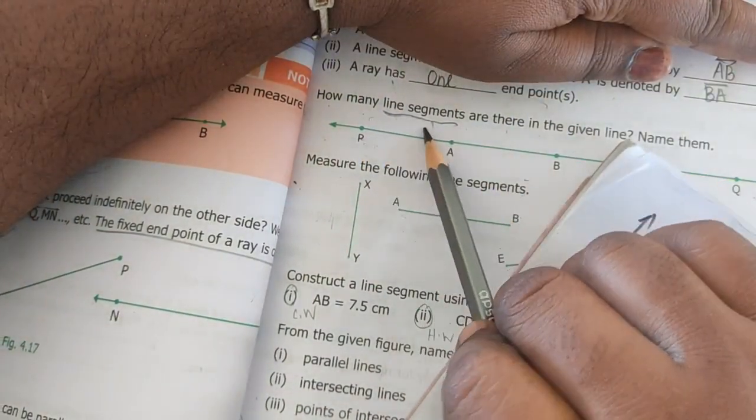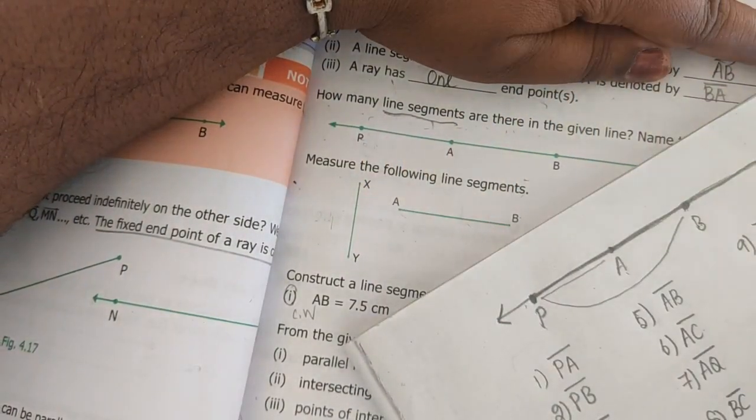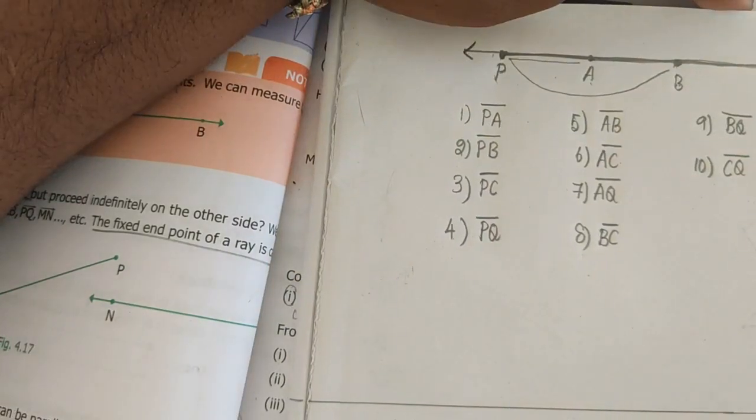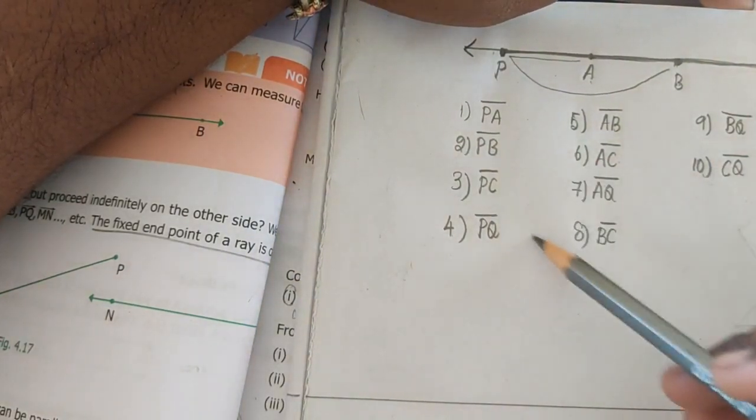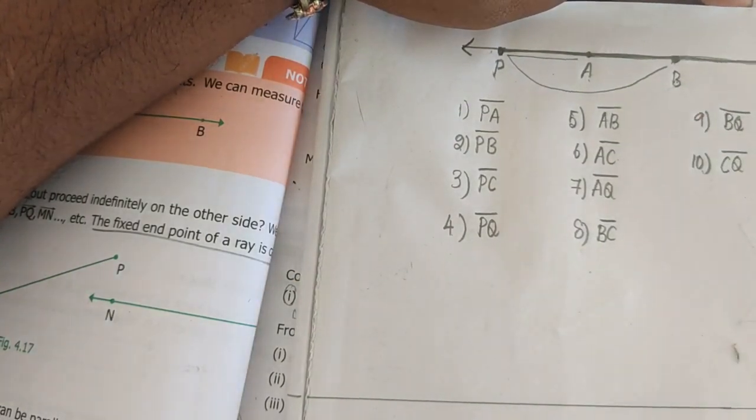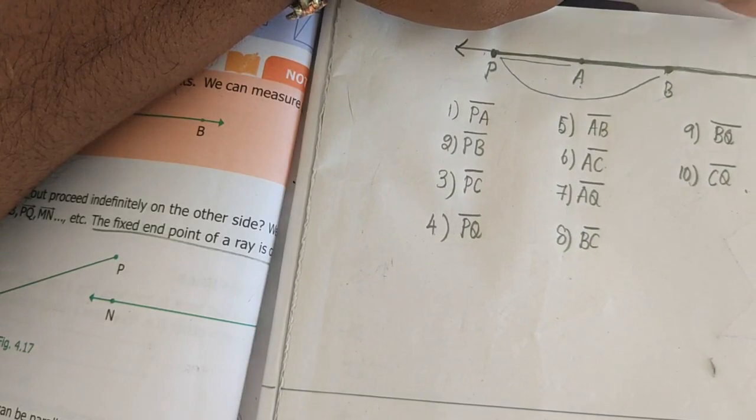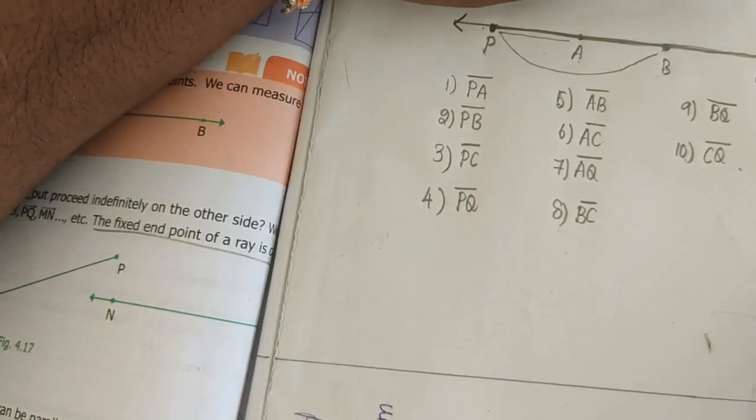What is given? How many line segments are there in the given figure? There are 10 line segments, and these are part lines, short line segments. Okay, students.